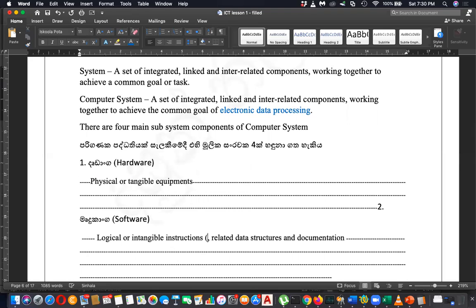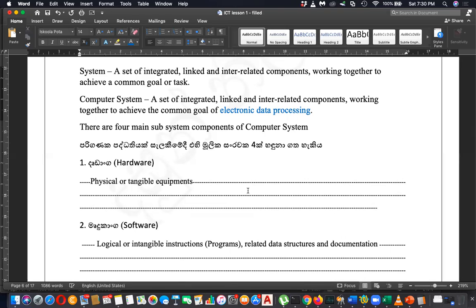So here for this one, you can call programs. Set of intangible instructions, related data structures, and documentation is called software. There is software. So what are the other two components? Can you name without looking at the tute? What are the other two components?